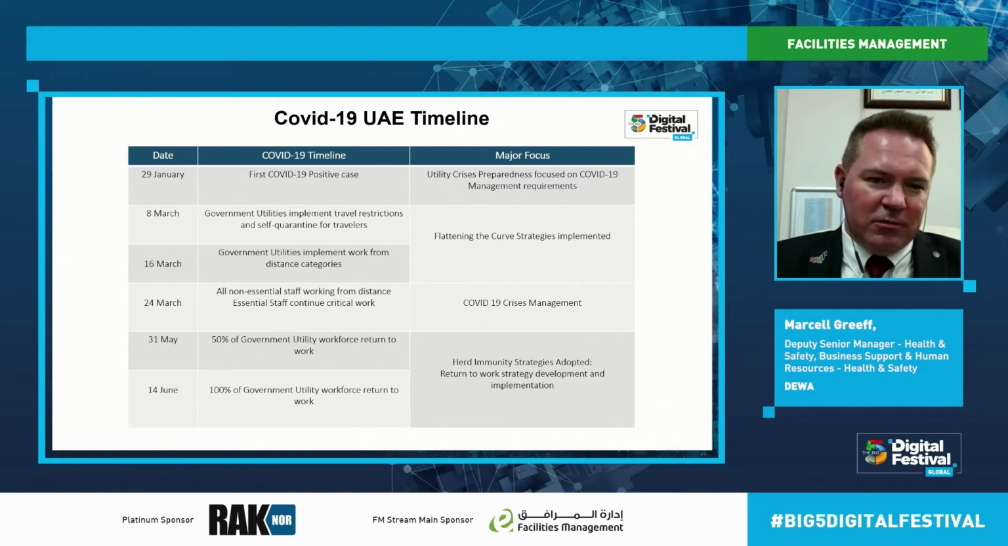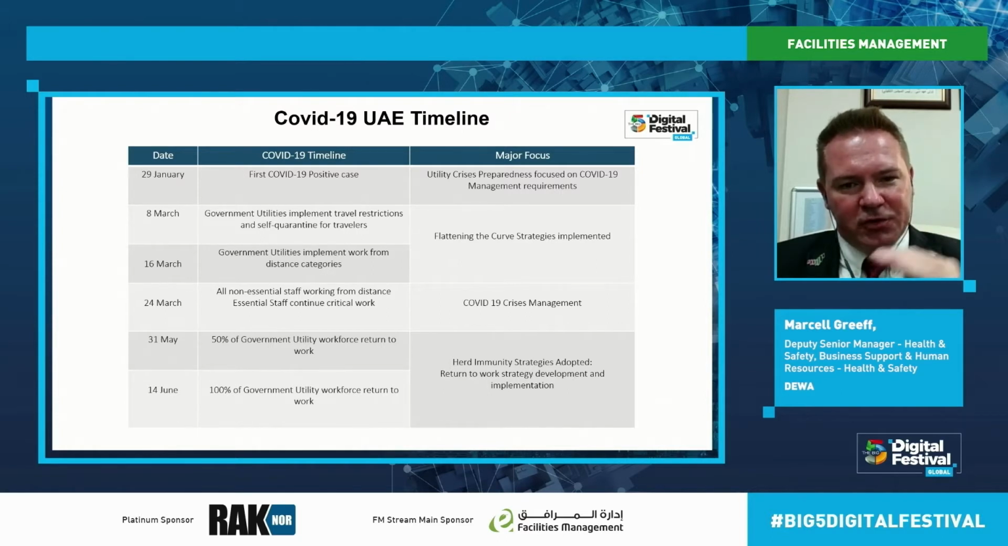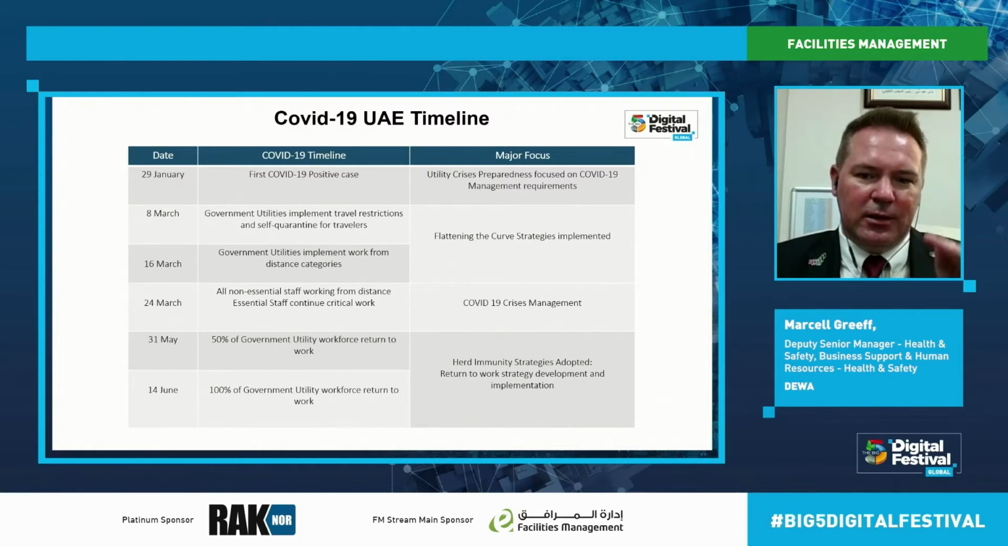On the 16th of March, government utilities implemented work from distance categories. Now, both these dates are flattening the curve strategies. These are the strategies that were taken by DEWA to make sure that they flatten the curve. Okay. On the 24th of March, all non-essential staff were working from distance, and all essential staff continued with the critical work. Now, this period, because it was a very new crisis management, what I'll be sharing with you today is exactly how DEWA did it in the beginning when we did not know how to deal with the whole crisis situation.